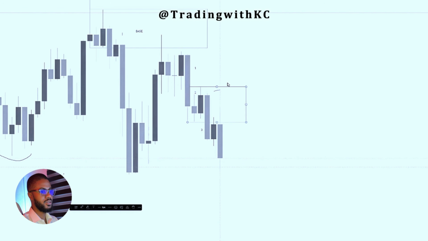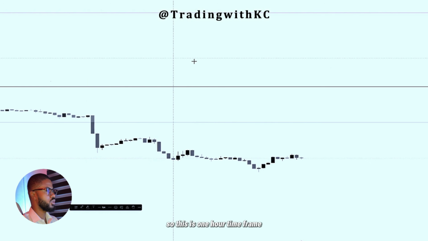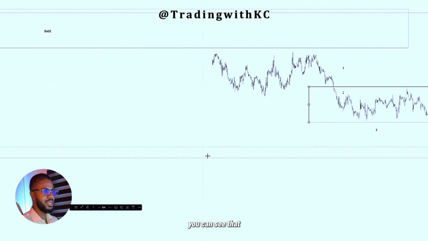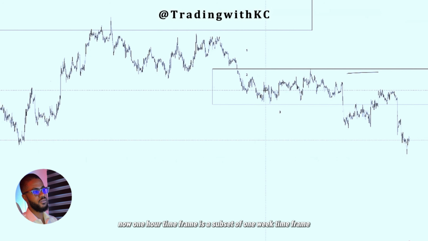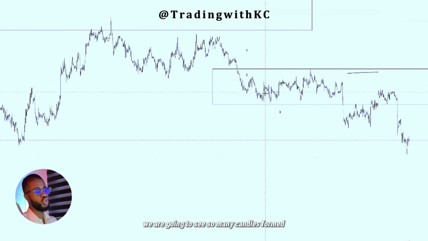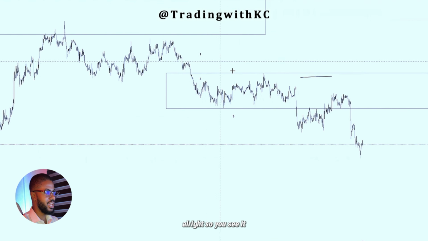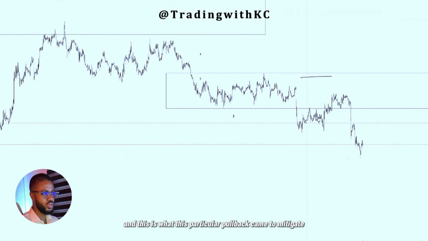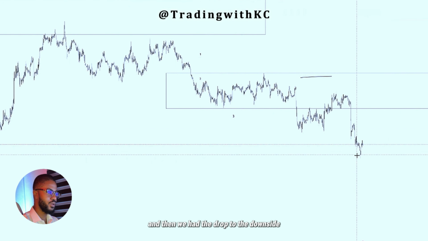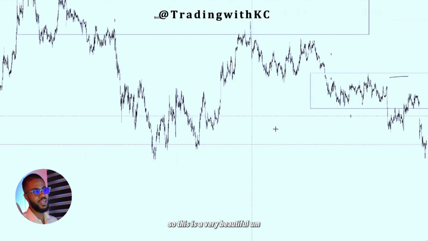All right, so let's go to 1 hour time frame so you can see more structures on that. So this is 1 hour time frame. You can see that 1 hour time frame is a subset of 1 week time frame, meaning that in 1 hour time frame we are going to see so many candles formed. Right, so you see it, everything here is candle 2, which is your base, and this is what this particular pullback came to mitigate, and then we had the drop to the downside.